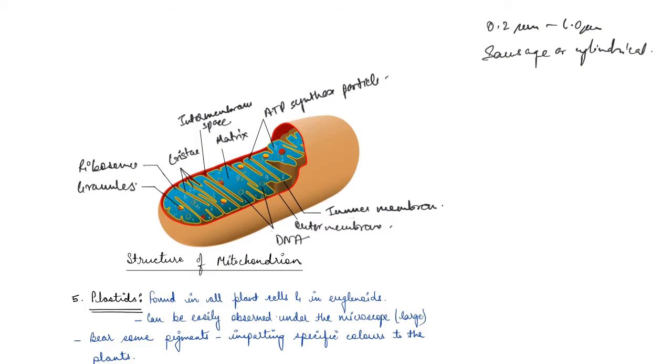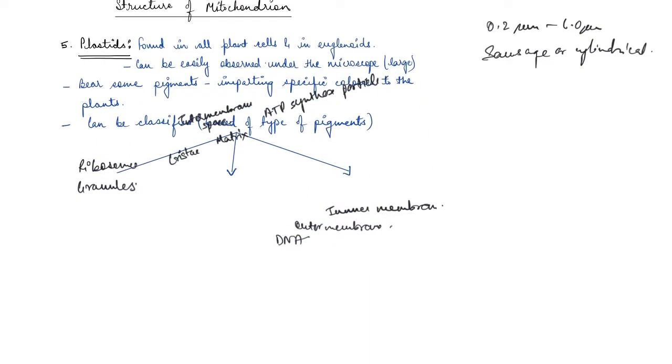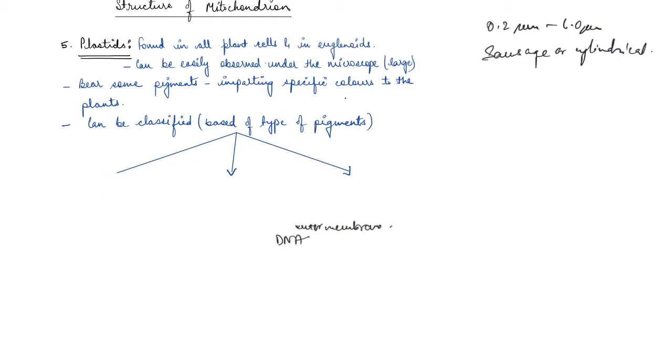Now after mitochondria, let's see what plastids are. Plastids, guys, are found in all plant cells and euglenoids. They are not found in animal cells, and they are large, so they can be easily observed under the microscope. Now these plastids bear some pigments, and these pigments impart specific color to the plant.